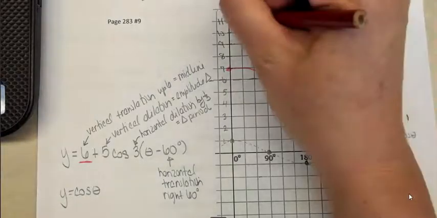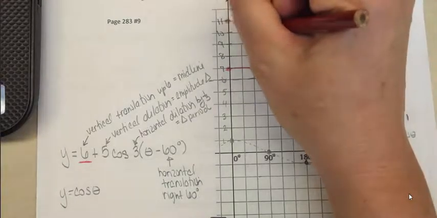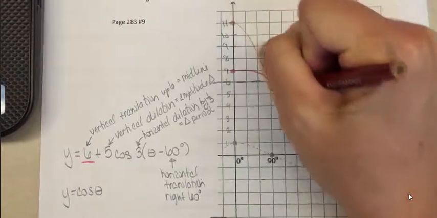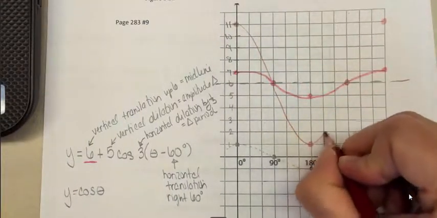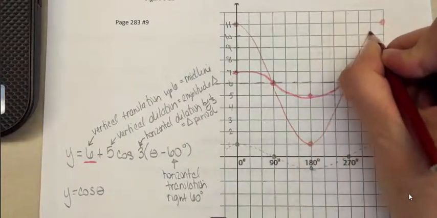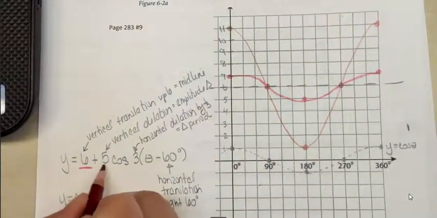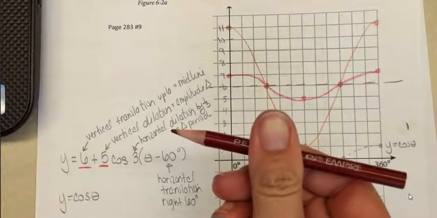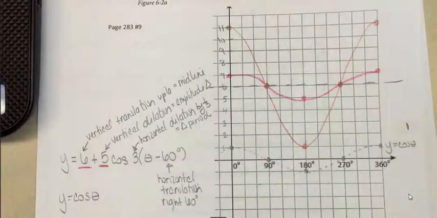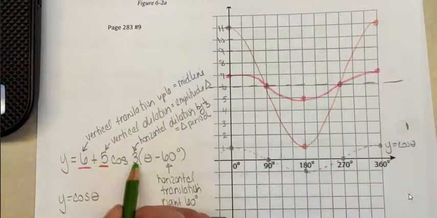Let's see. So this graph looks something like this. And I'll go ahead and highlight that 5 with this rust color. I know you can't see that, but it's a rusty color. Next I'm going to cut everything into a third.